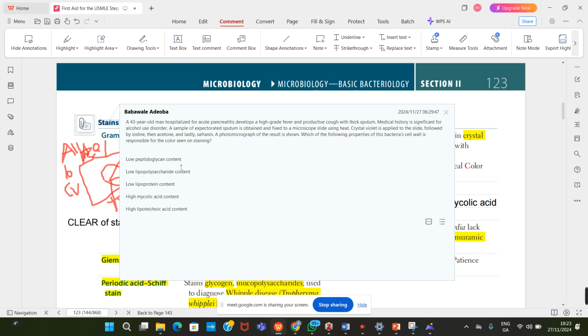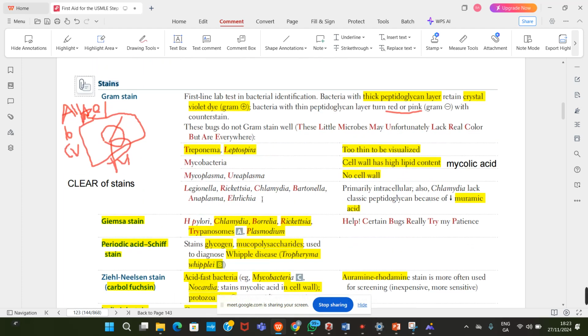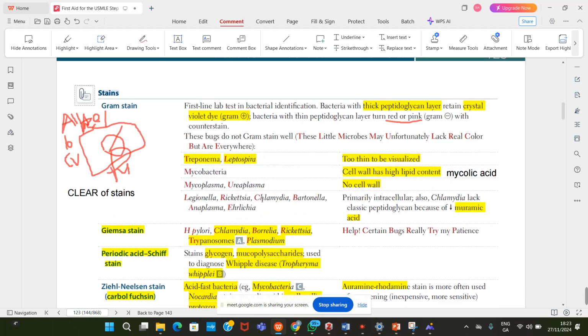They can put high glycoprotein there, so don't pick that. Sorry, did you say low lipoprotein? No, low peptidoglycan content. So if it was gram-positive, we would have picked high peptidoglycan.